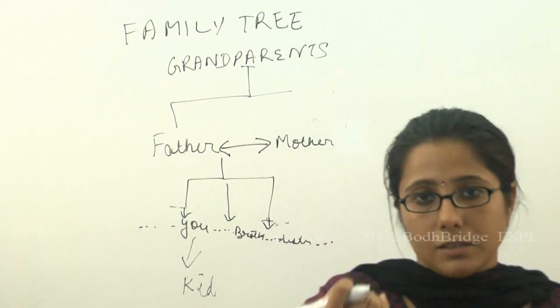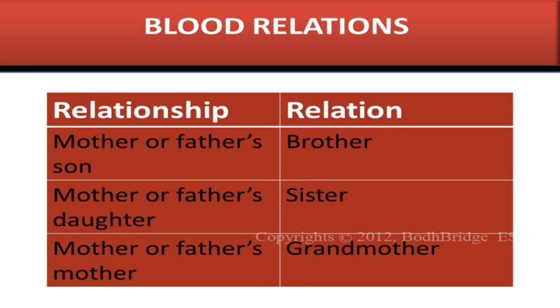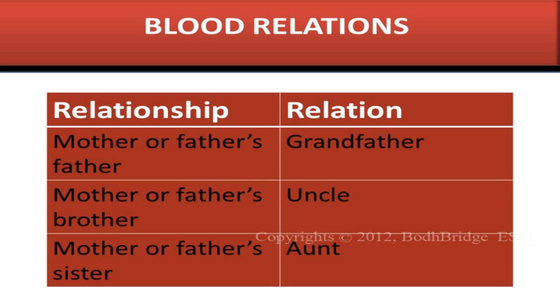So I'll just introduce you one by one to particular relations. Now let's say your mother or father's son will be your brother. Your mother or father's daughter will be your sister. Now, mother or father's mother will be your grandmother, be it maternal or paternal. We call it grandmother, okay? Father's father is your grandfather. Father's brother will be your uncle. Correct? Father's sister will be your aunt.